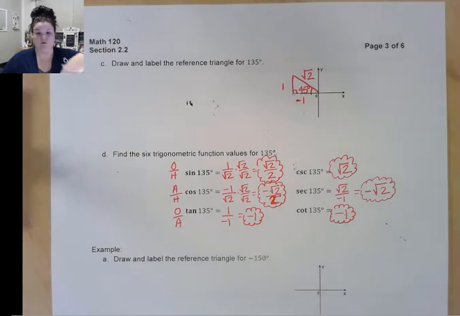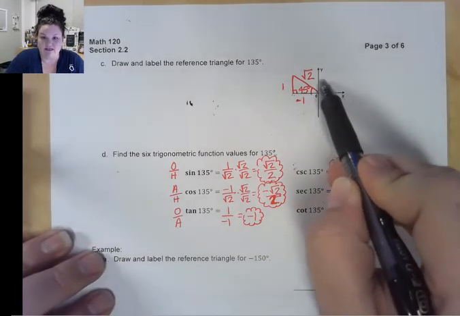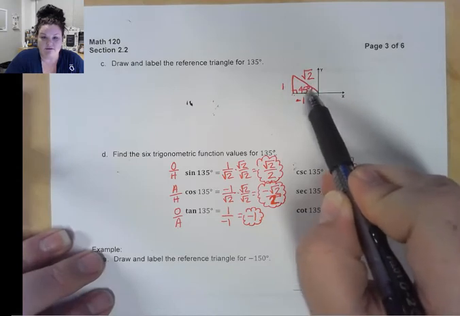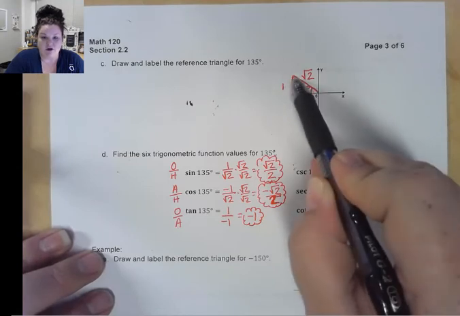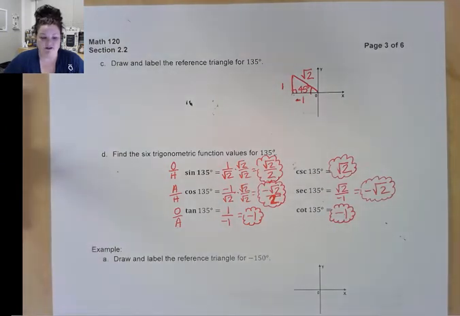We draw our original angle, right? Remember, our original angle went from here to here. We determine the reference angle, and then we draw our triangle off of that. Then we can find all of our trig function values.